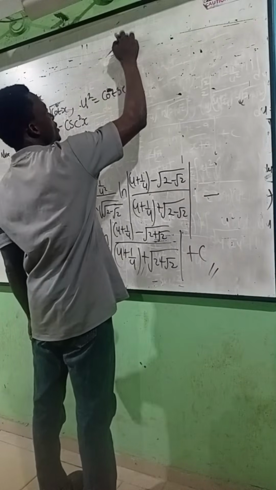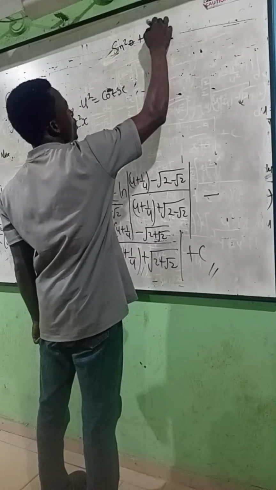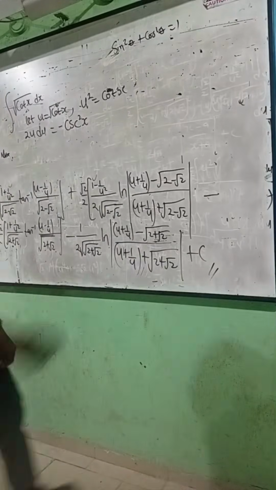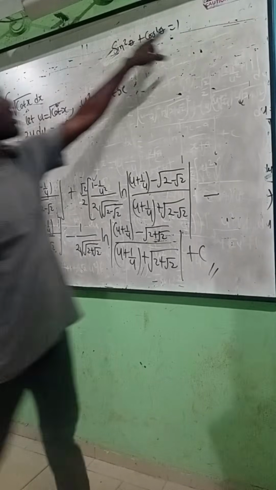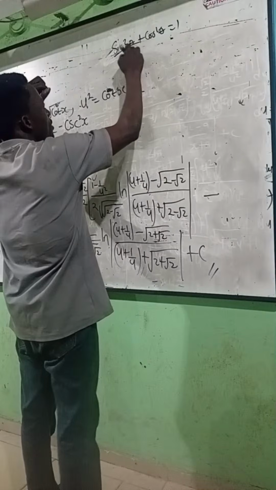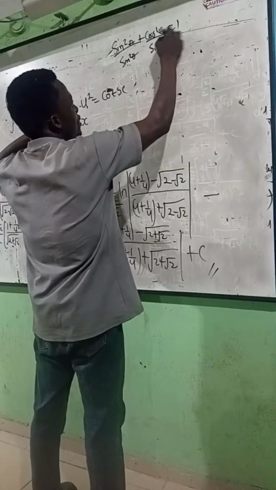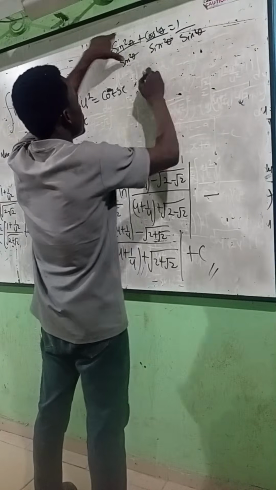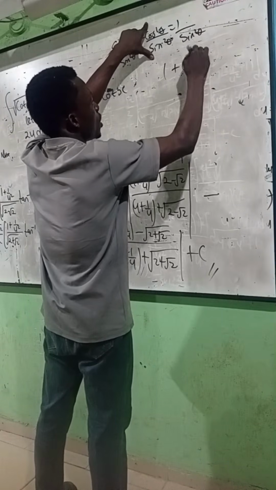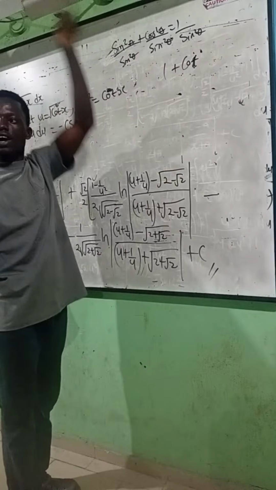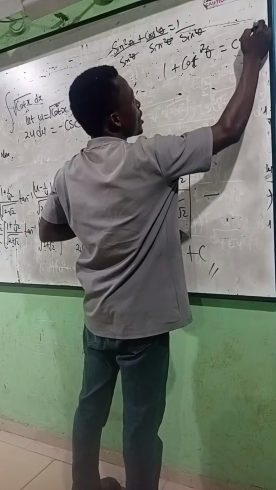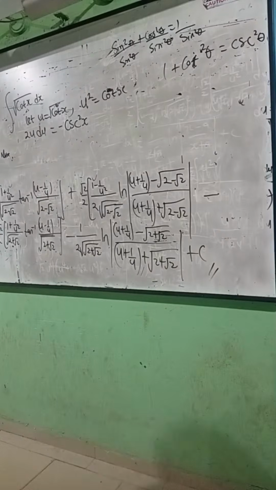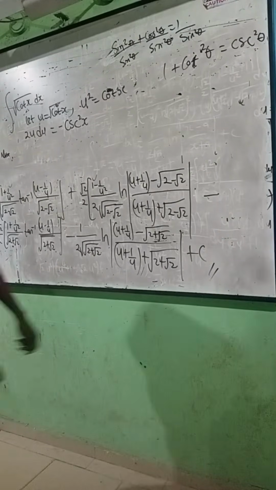Okay, let's start from this. Sine square theta plus cos square theta equals to 1. How do we get cosec? Cosec is 1 over sine. So divide everything by sine square theta. So this gives us 1 plus what? Cos of sine over cos is tan. So 1 plus cot square theta equals what? Cosec square theta, right? Isn't it?